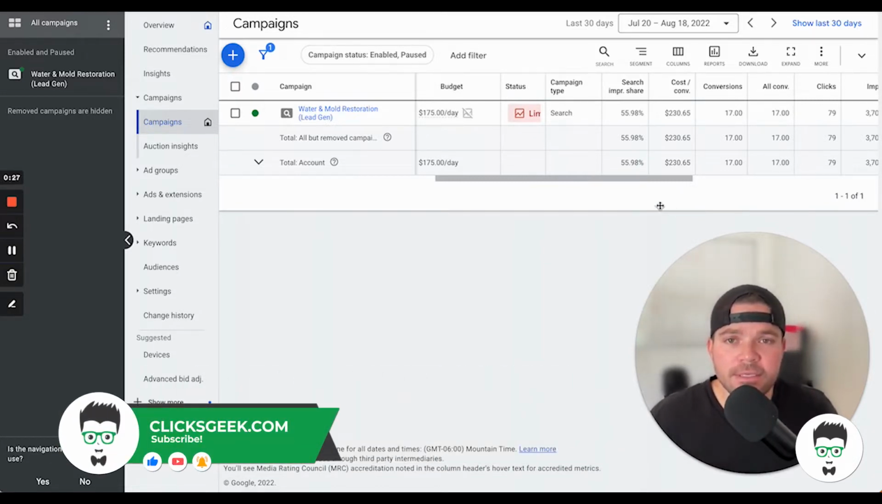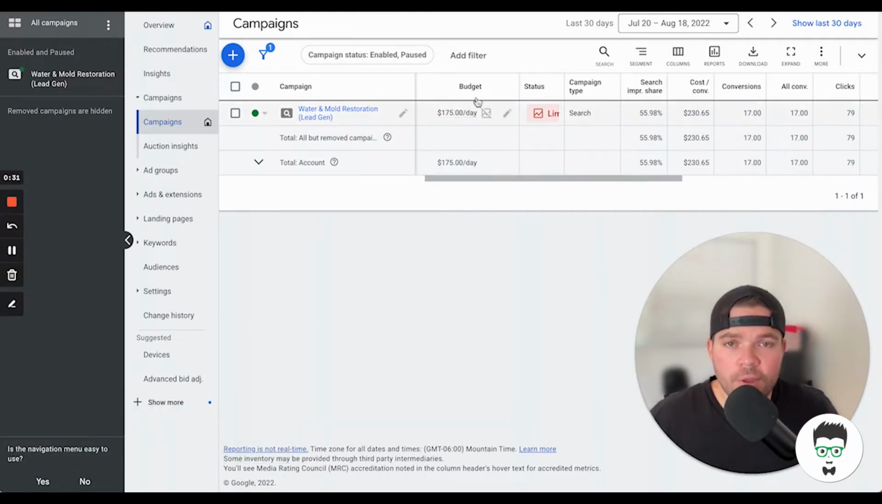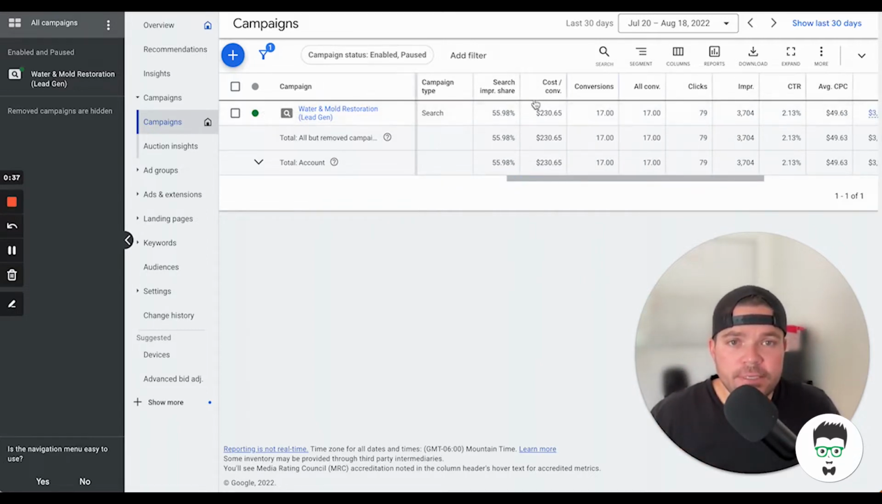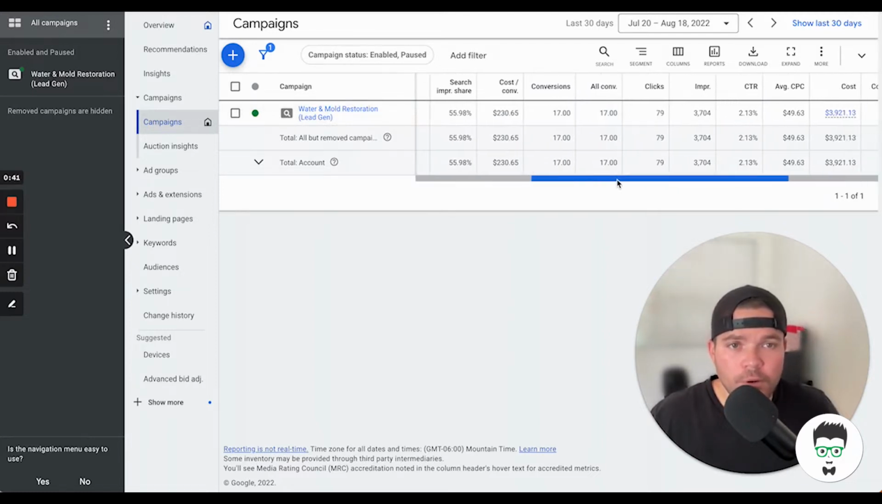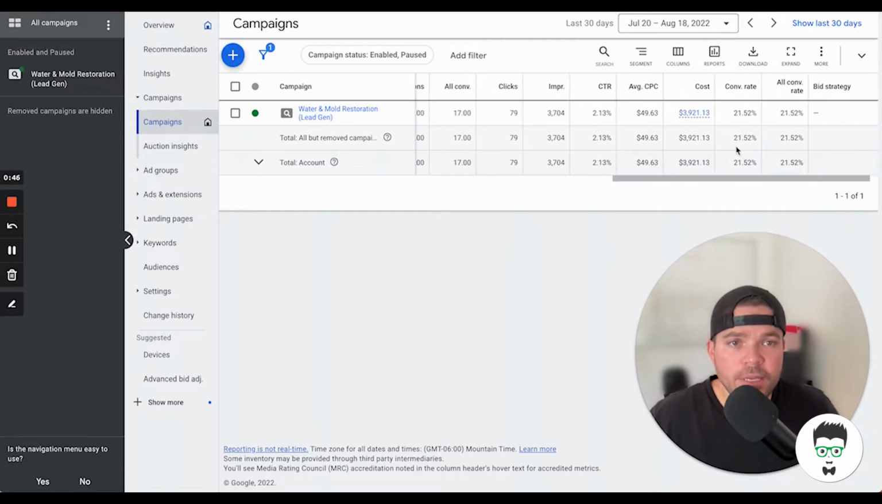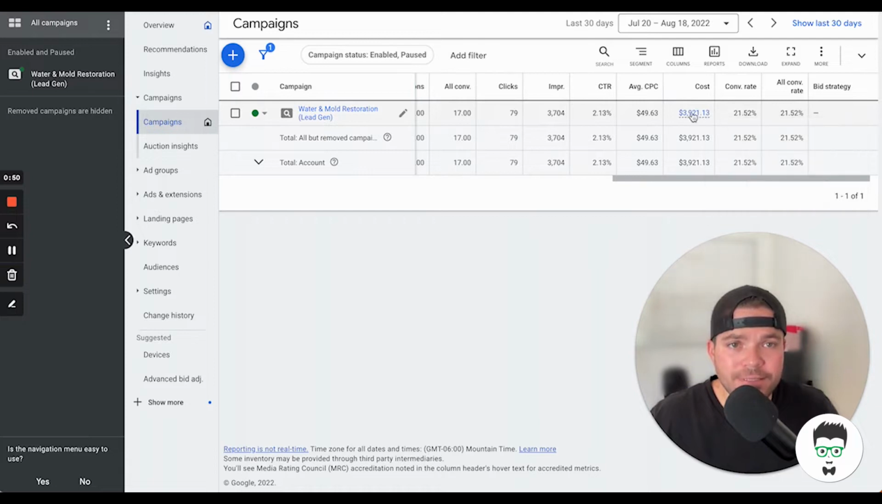Okay, let's dive into this campaign. We currently have a budget of $175 per day. We have 17 leads at $230 per lead, which is about where we want to be. We have spent a total of $3,921.13 in these 30 days, and we have a conversion rate of 21.52%.